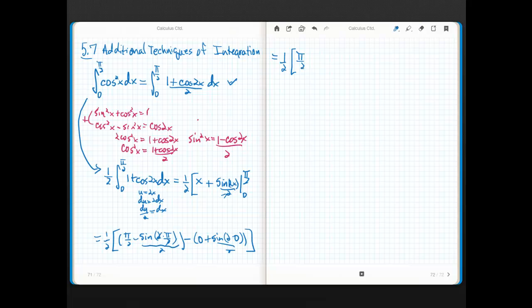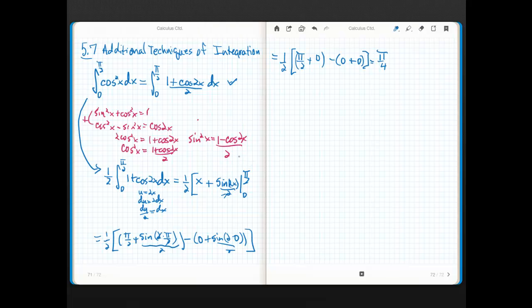I end up with pi halves minus 0 for the first term, minus 0 plus, see where that plus came from, right? Sorry you guys, that was supposed to be a plus. What the heck is wrong with me? You got to yell at me when I do stupid things like that. 0 plus, now again, sine of 2 times 0 is the same as the sine of 0, which is 0, right? And we end up with pi fourths.